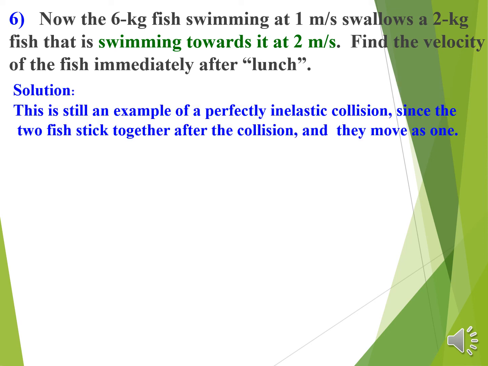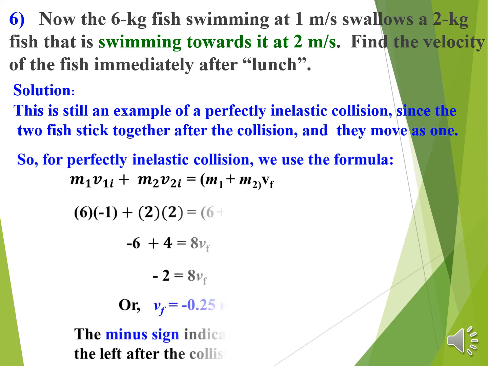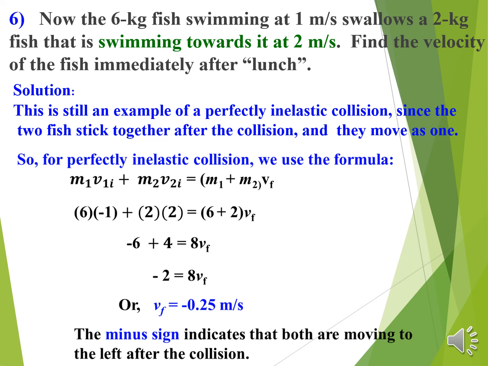This is still an example of a perfectly inelastic collision since the two fish stick together after the collision and they move as one. So for a perfectly inelastic collision, we use the formula m1 v sub 1i plus m sub 2 times v sub 2i equals m1 plus m2 times vf. Substituting the values and simplifying, we get vf equals minus 0.25 meter per second. The minus sign indicates that both are moving to the left after the collision.